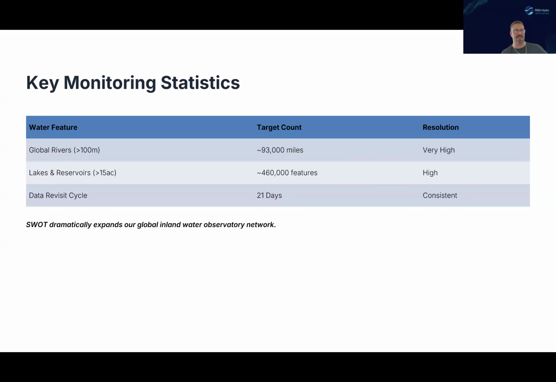And I don't think there's a database yet that captures all these freshwater features that exist on Earth. So after SWOT, we probably know a lot more rivers and a lot more lakes than we used to before. The revisit cycle, again, is 21 days. It's not great, but what is great about it is that it's very consistent.